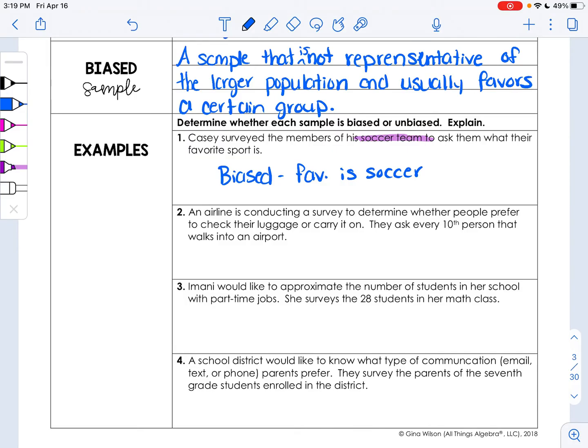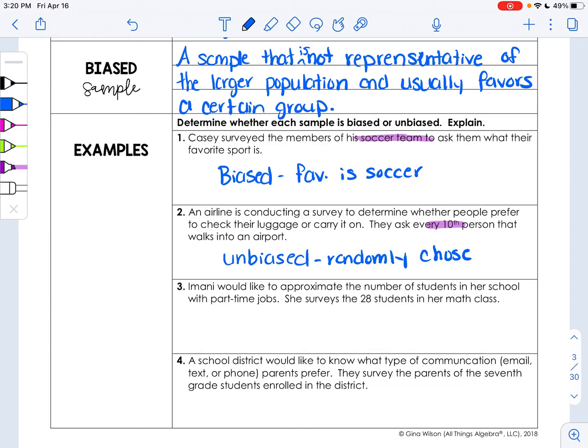Number 2, an airline is conducting a survey to determine whether people prefer to check their luggage or carry it on. They ask every 10th person that walks into the airport. This is going to be unbiased. They didn't choose specifically who they were asking for. They randomly chose the people. They didn't know what the 10th person coming in was going to be or what the 20th person was going to be. So that was random. They didn't know who that person would specifically be.